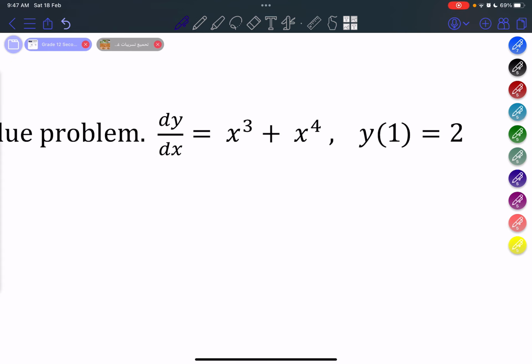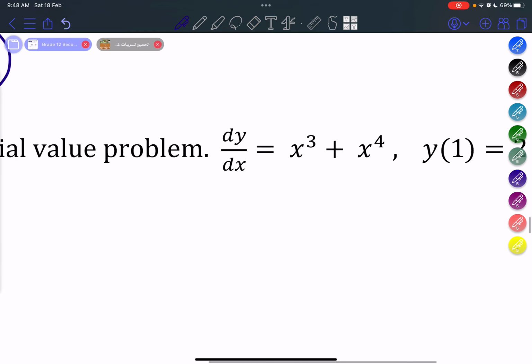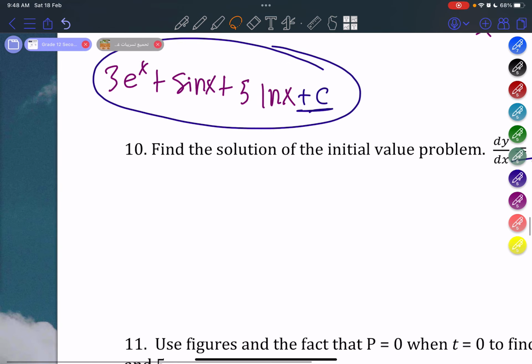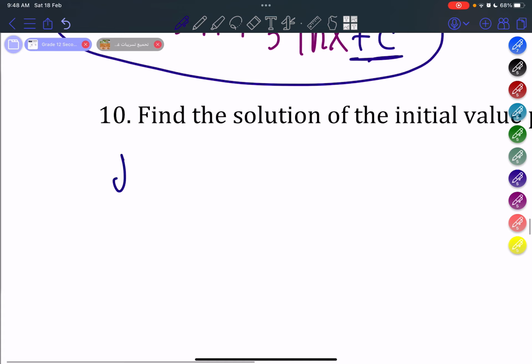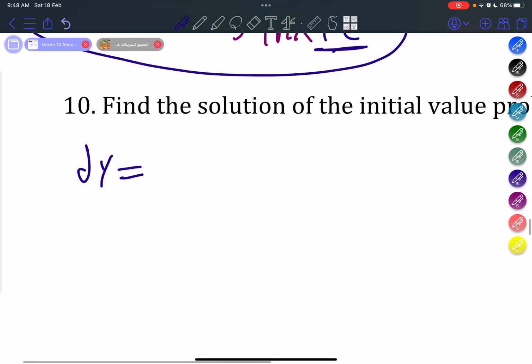So we need to get the value of y, as in y of x. How do we do this? In order to isolate y, we need to multiply d over dx on both sides of this equation, or we can just transfer dx to the other side. It becomes dy. Let's solve it in the left corner so that we have enough space to write comfortably. So dy equals x power 3 plus x power 4, times dx.